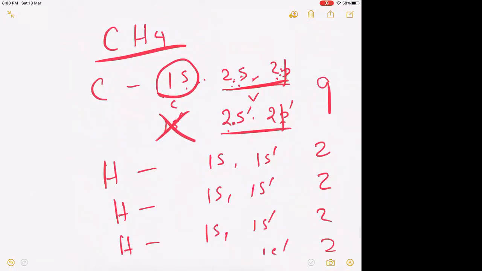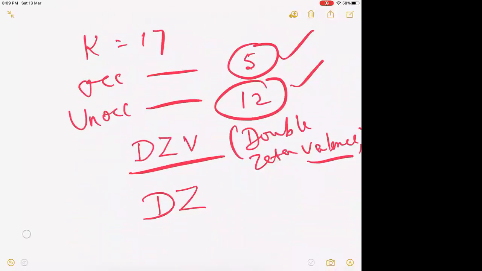This is okay. For carbon, I'm going to use 1s prime. So this will become 10. It will become 18. Only one more basis. Nothing is going to change. But carbon 1s really doesn't participate in binding. So there is no point using double zeta. You use double zeta valence. So this is gone.